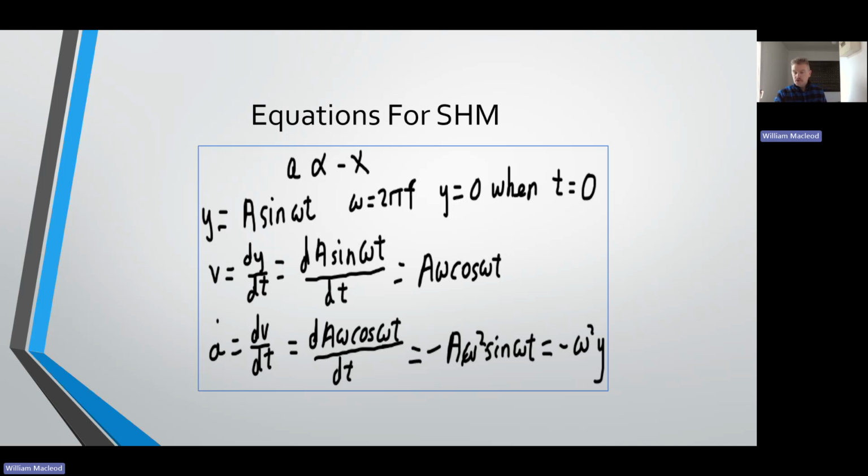If you wanted to work out the velocity, you would differentiate, dy over dt, and that would give you a omega cos omega t. If you wanted to work out acceleration, you would differentiate that again. You would do dv over dt, and that gives you finally minus omega squared times y. That is one of the equations which you use quite a lot in simple harmonic motion. This acceleration is minus omega squared times y.